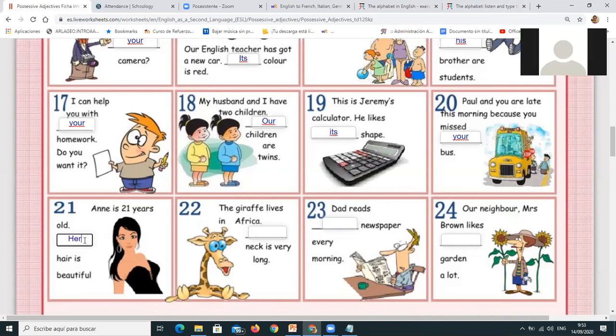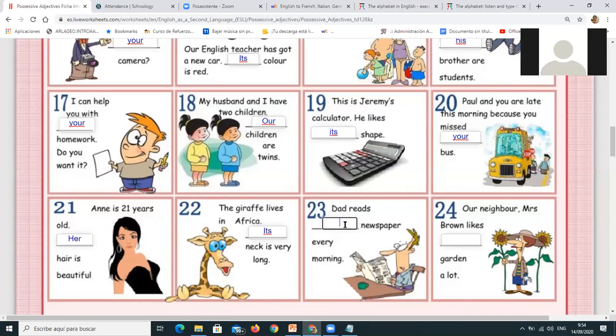Her hair is beautiful. Exactly. Her hair is beautiful. 22. The giraffe lives in Africa. Its neck is very long. Good. Number 23. That reads.